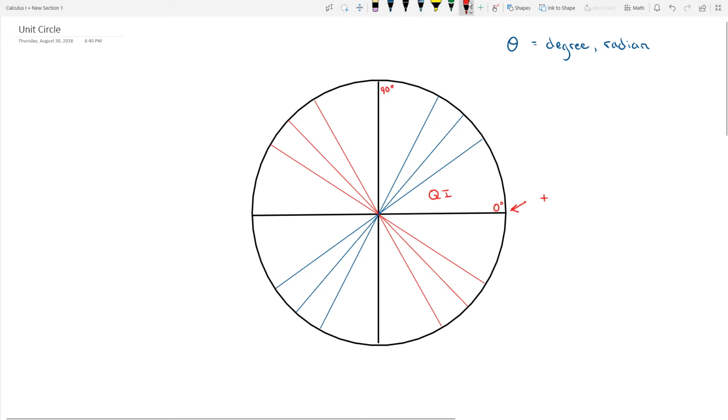Quadrant 2 is going to be from 90 degrees to 180 degrees. Quadrant 3 then is going to be all the way through to 270 degrees. And quadrant 4 is the remaining section.